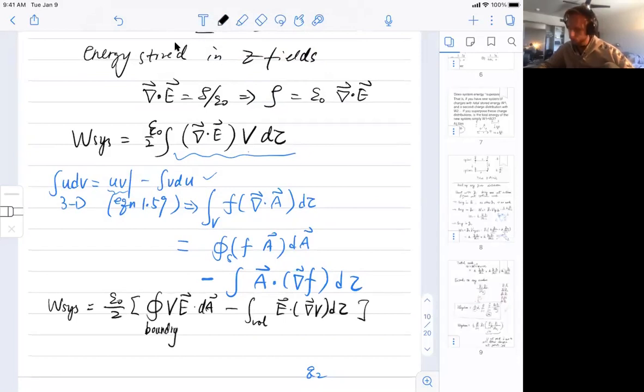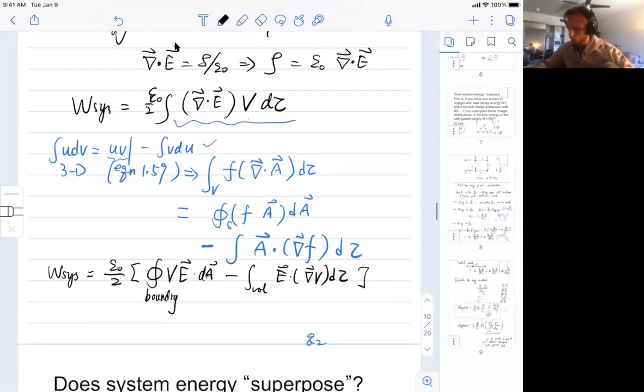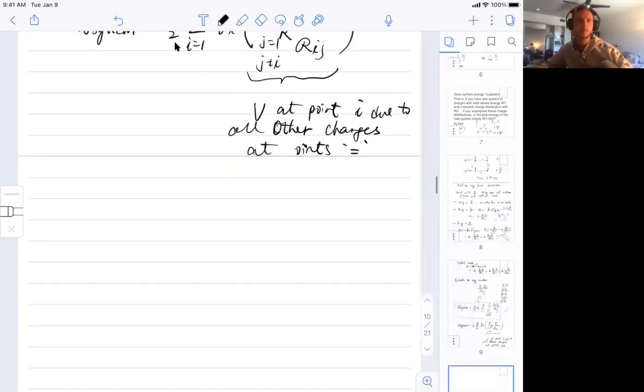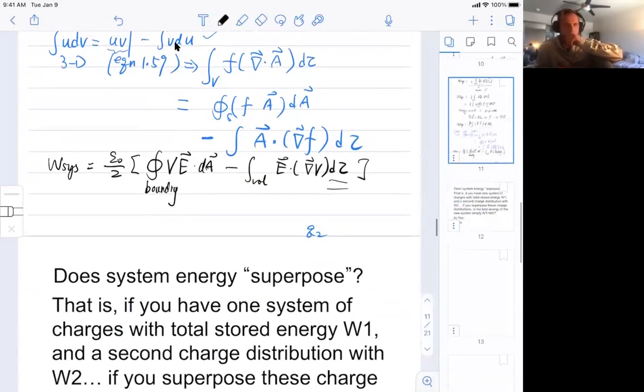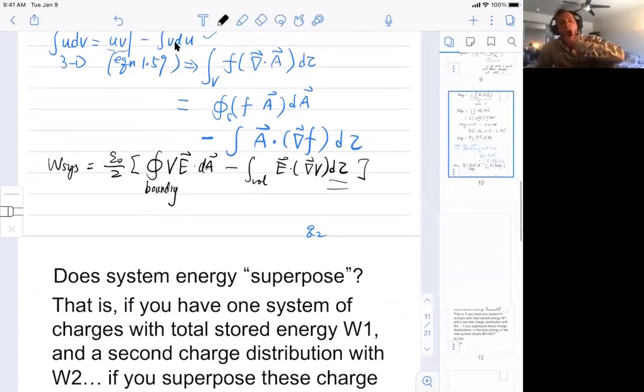The first term, okay, so the second term is, here we're generating a very generic general formula, and we're looking at, okay, what is the energy stored in all space? So if we're looking at all space, sorry, let me put this page down here.